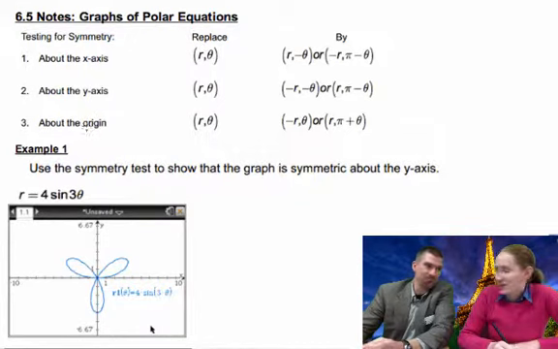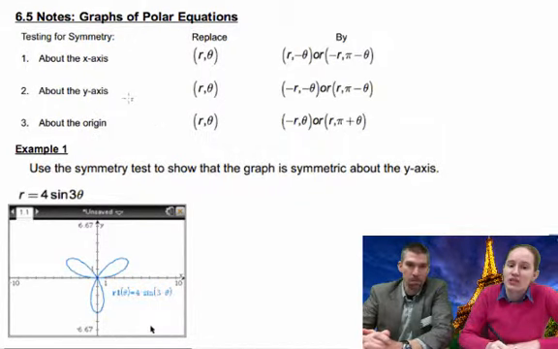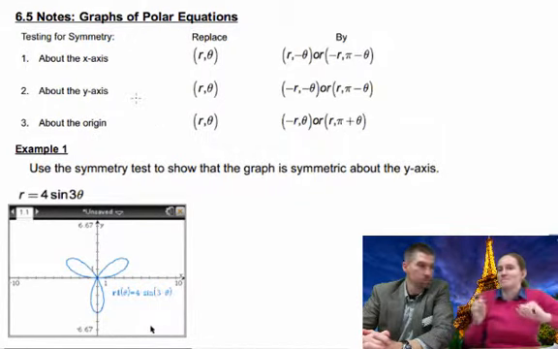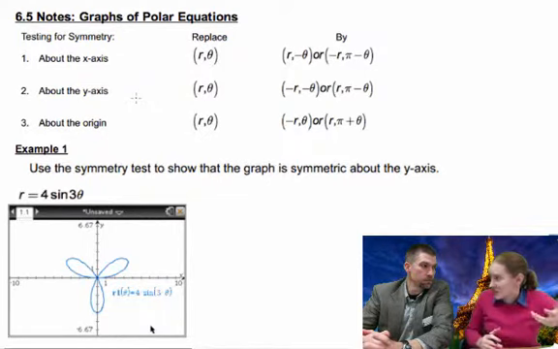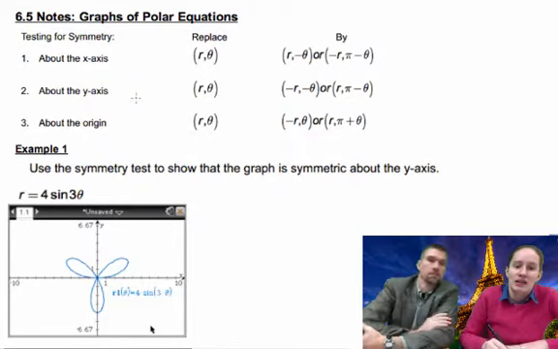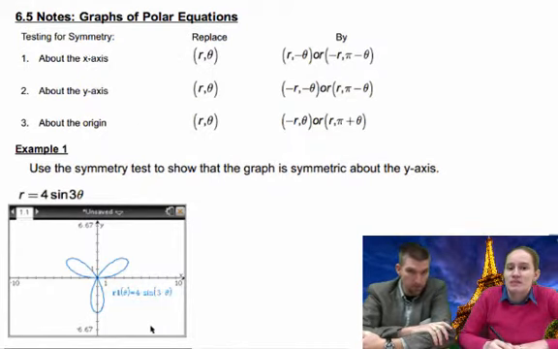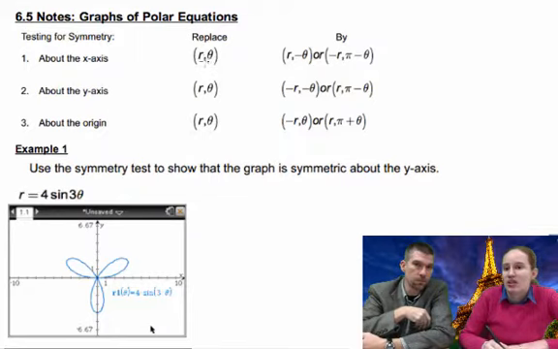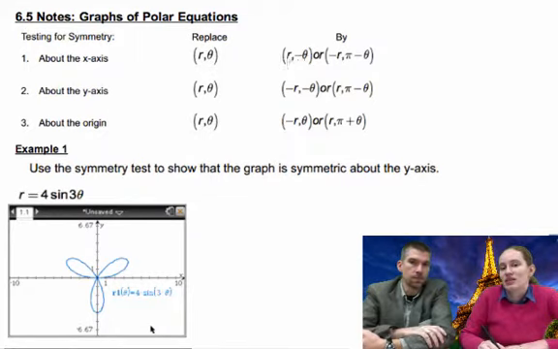A lot of these polar equation graphs, the ones that we're going to study, the fun ones. There's a way to test for symmetry, which is this right here: about the x-axis, you take the r's and the thetas and you replace them with those r's and thetas.